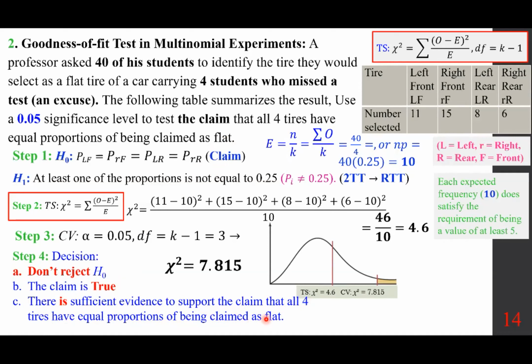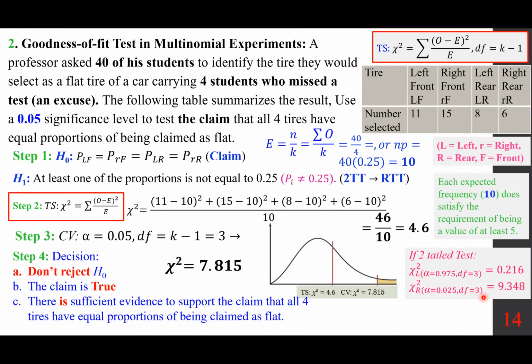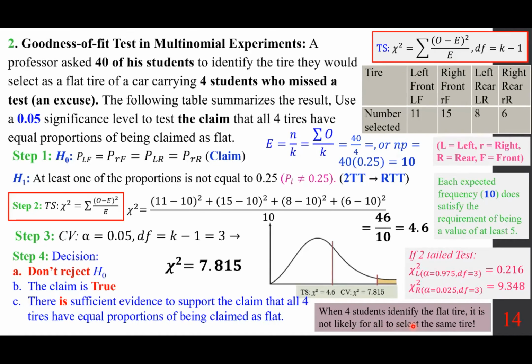Now, if we use a two-tailed test, again, we get those critical values. Clearly, this test statistic is between the two, which puts it in a non-rejection region with the same result. Therefore, when 4 students identify the flat tire, it is not likely for all to select the same tire.